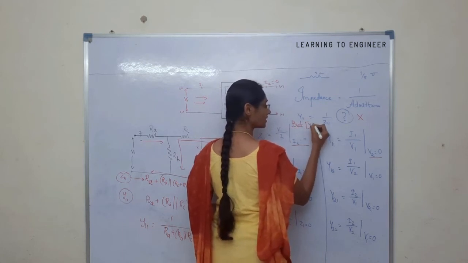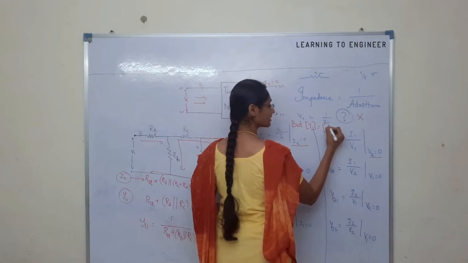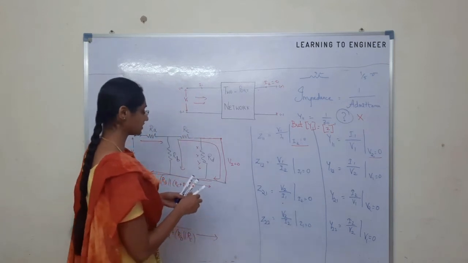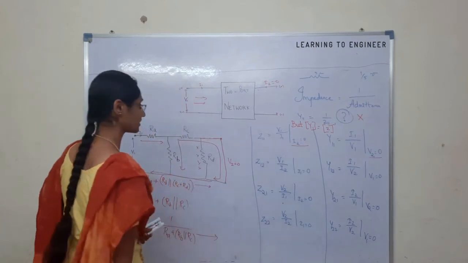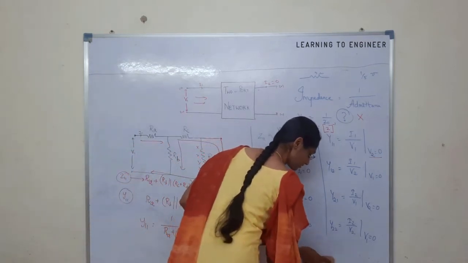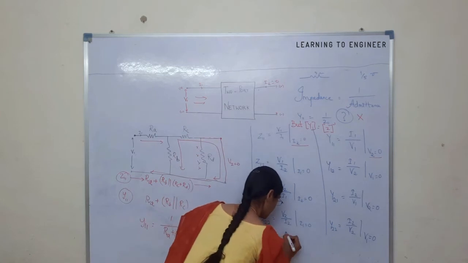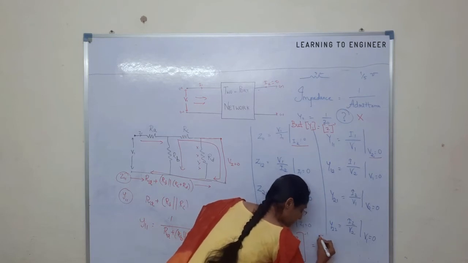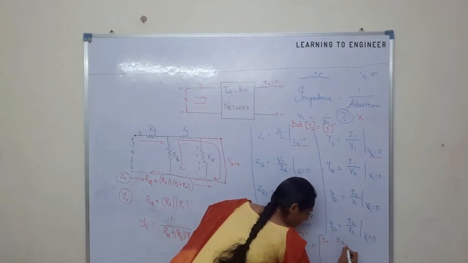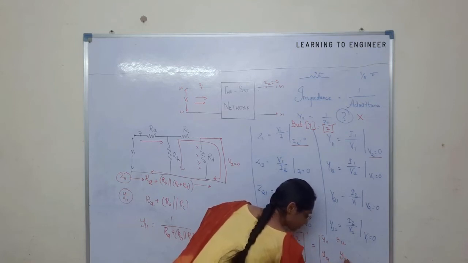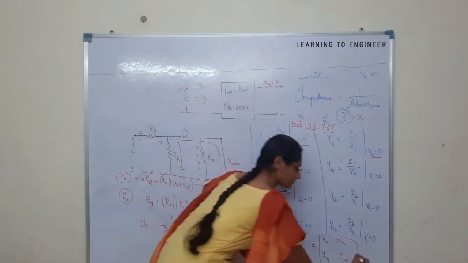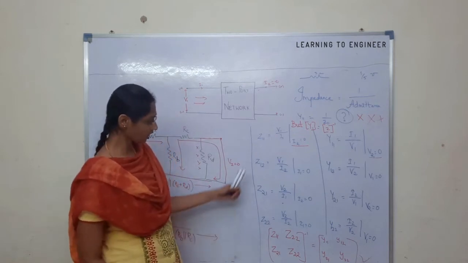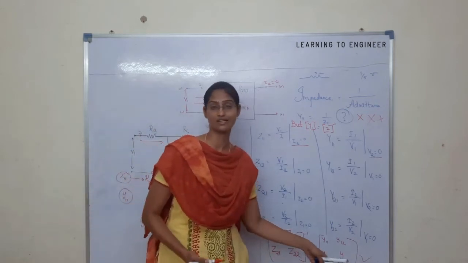But the overall Y matrix is the inverse of the Z matrix. I will write it somewhere here. This matrix inverse will be the Y matrix: Y11, Y12, Y21, Y22. This is correct, whereas this is wrong. When I am finding the overall matrix, this will be the inverse of this matrix.